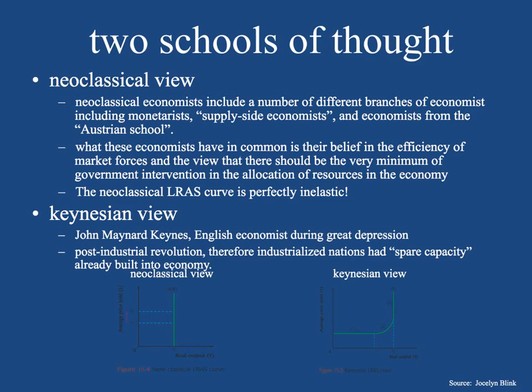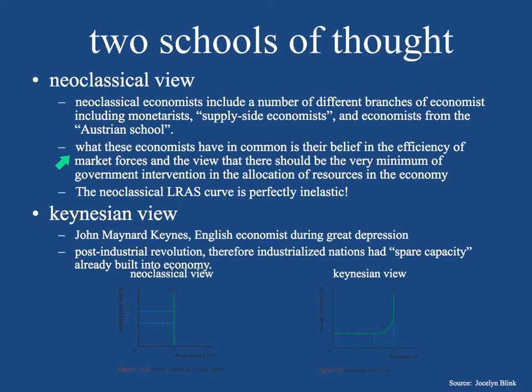So the last thing I want to do in this little video is talk about two schools of thought that affect aggregate supply. The first one is the Neoclassical style. And those neoclassical economists include a number of different branches of economists that you might have heard before, including monetarists, supply side economists, and economists from the quote Austrian school.